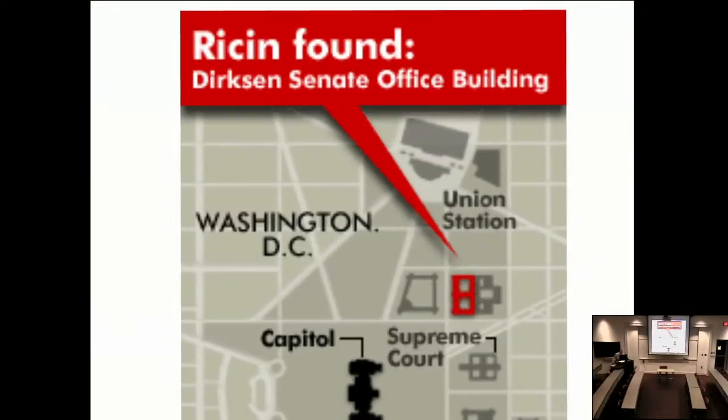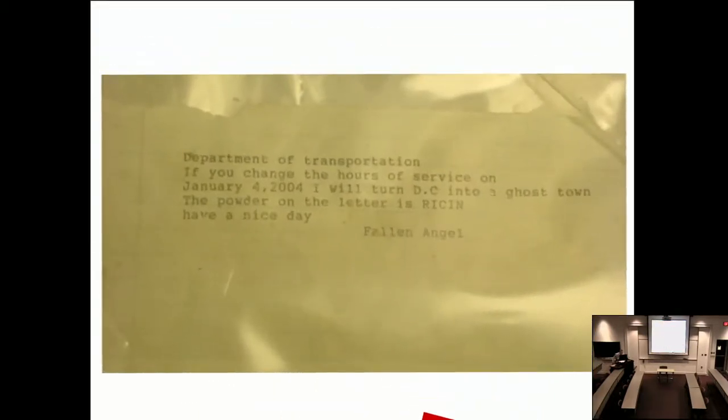Ricin was also subsequently found in D.C. in the Dirksen Senate office building. Same type of deal, a note from Fallen Angel says, if you change the hours of service on January 4th, 2004, when the law was supposed to go into effect, I will turn D.C. into a ghost town.